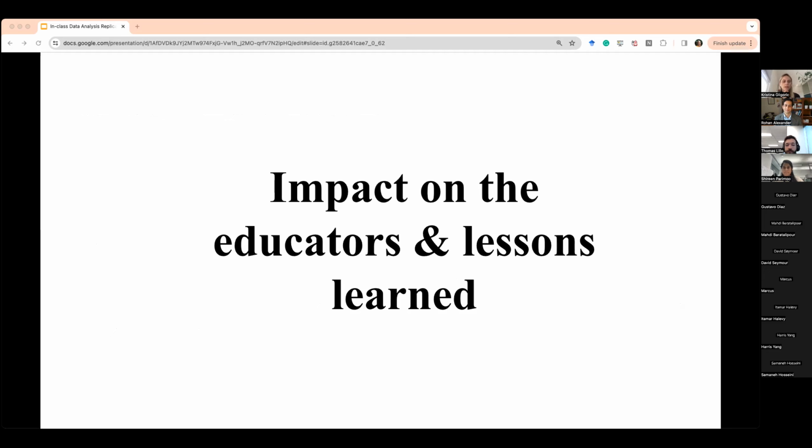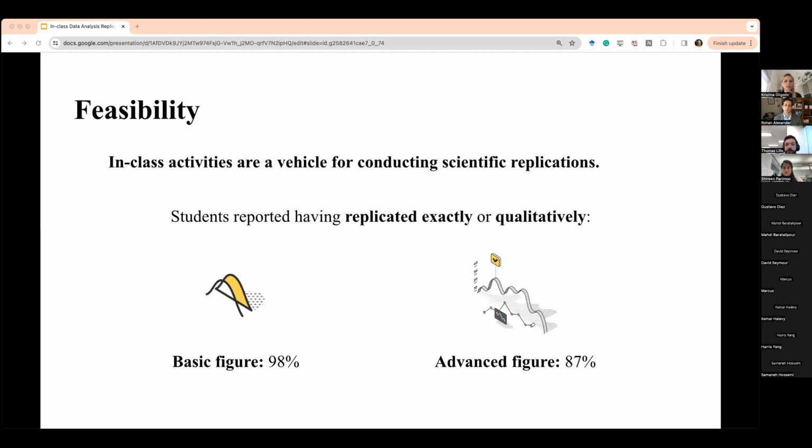Then in this work, we were also thinking about what we could report about the impact on educators and any lessons learned that could be useful broadly. First, we saw that a very small fraction of replications failed, given that students have the right background to do this. Even when they failed, students correctly identified what the problems were. Students reported having replicated exactly or qualitatively in 98% of cases for the basic figure, and in 87% of cases for the advanced figure, which was great.